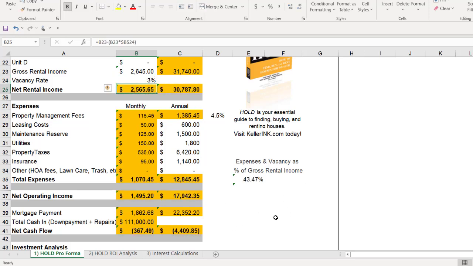Okay, so a couple things that I want to point out here. You have your net rental income plus the utility expense that's billed to the tenant. That's coming in at $25.65 per month. And then you have your total monthly expenses to run and operate that property coming in at $1,070 per month, giving you a net operating income of $1,495. So this is before you apply your mortgage payment.